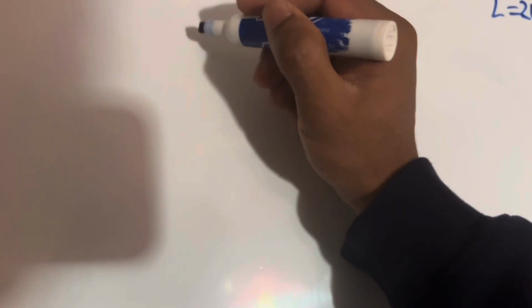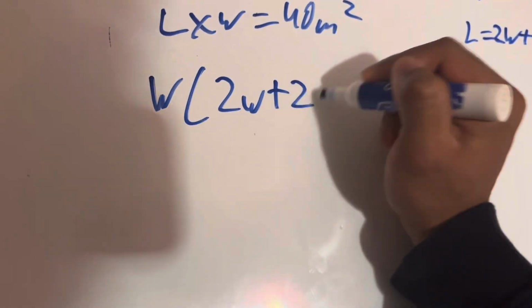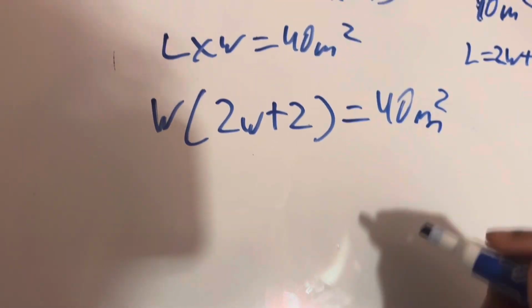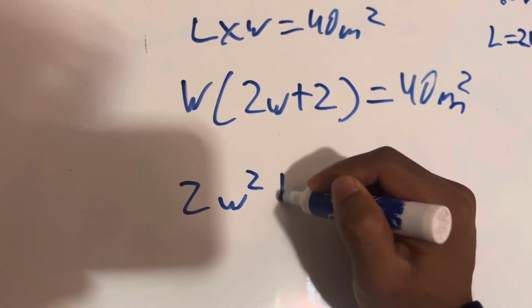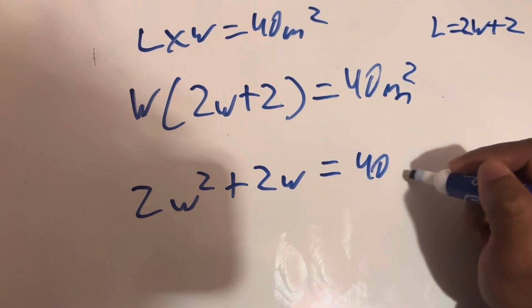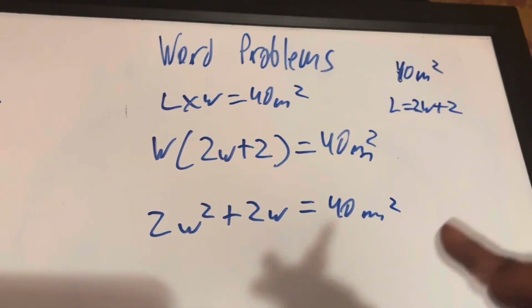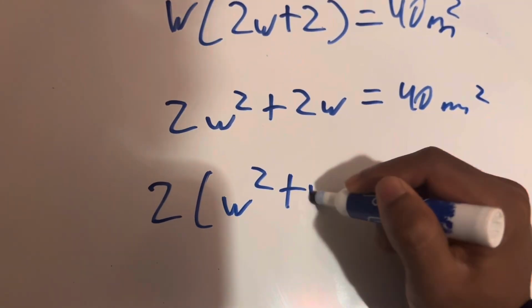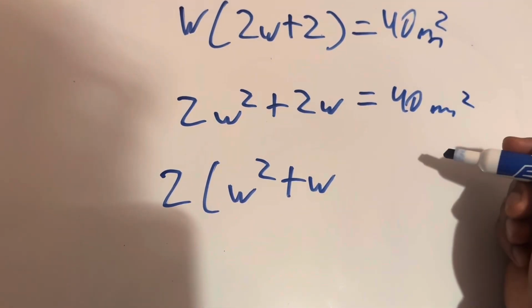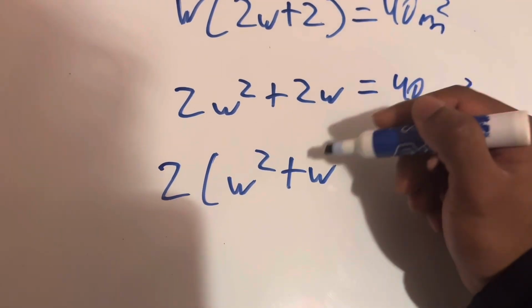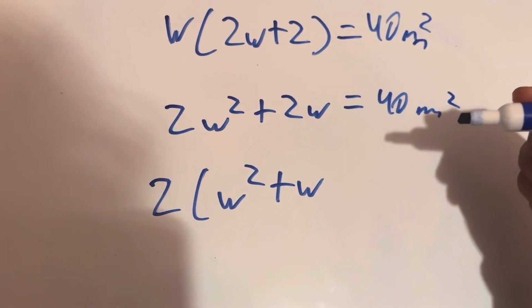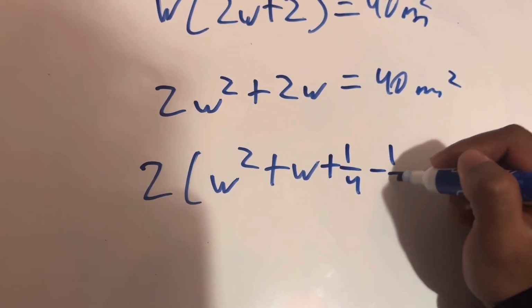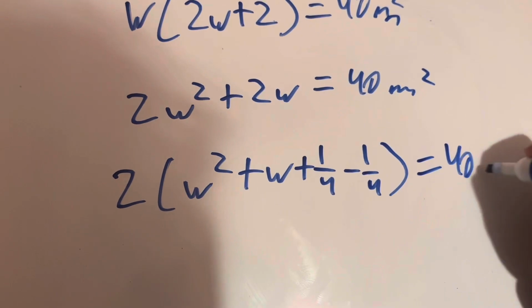Now we know that length is equal to 2 times width plus 2, so we can just replace that. So we get width times 2 width plus 2 is equal to 40 meters squared. Now just expand that, so it would be 2w squared plus 2w equals 40. Now, I want you to remember completing the square, and that just makes it a lot easier. So we can just pull out a 2: 2 times w squared plus w. Then remember half of this squared, and it's half the coefficient, by the way. So it would be one half of that, which is a half, and then square that, so it's going to be plus 1 over 4 minus 1 over 4, equal to 40.